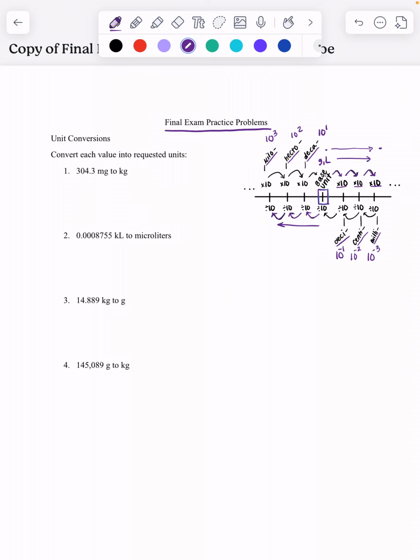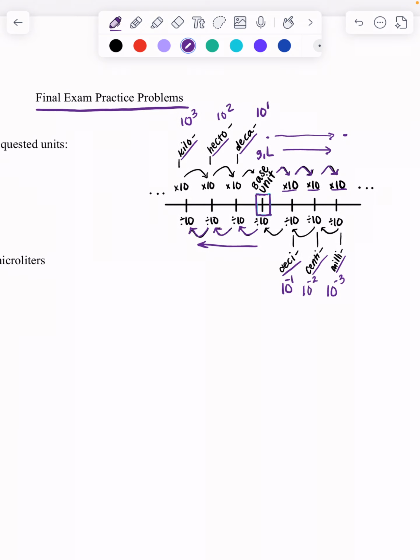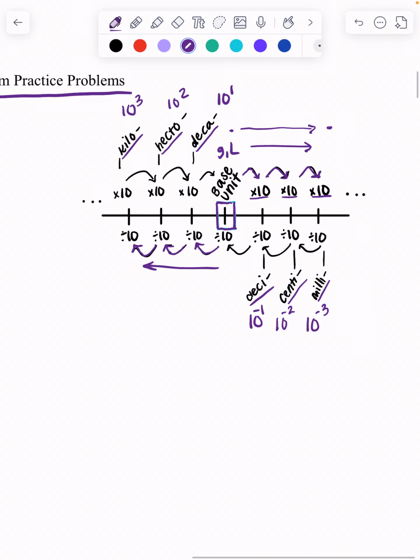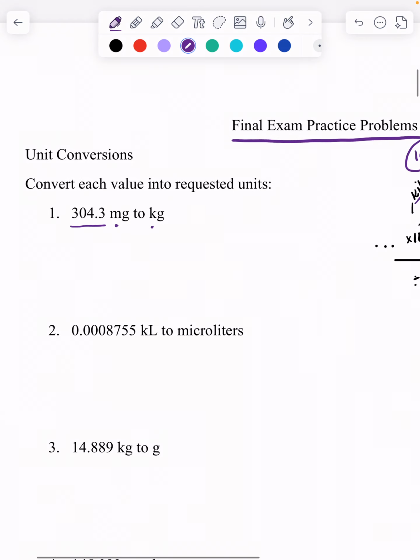I did change some of these numbers because you already have the answer key to all of these, so I'm giving you more examples. We have 304.3 milligrams to kilograms in our first example. If I go back over to my timeline, I ask, where is milli and where's kilo? Milli is down here, bottom right corner. So I'm at 10 to the negative 3 right now, and I need to get to kilo, which is 10 to the third. There are a couple of ways that we could do this.